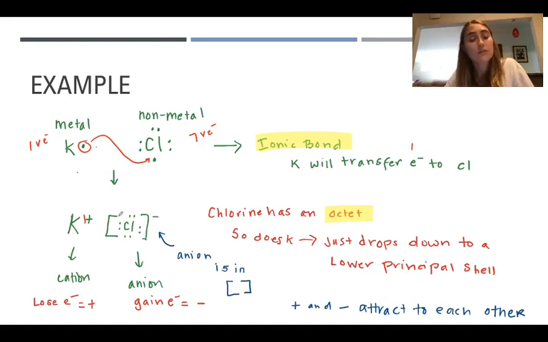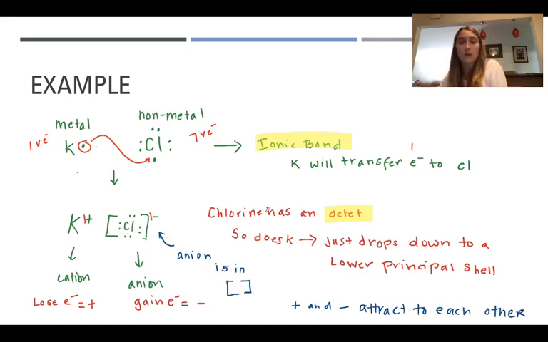It's also important to note that we always put brackets around the anion. So you put brackets around the chlorine, and then you have a negative symbol up in the right upper hand corner. And again, that's a 1- charge. Now, if we had gained 2 electrons, then this would be a 2- charge, and we'll be looking at this. And again, this ionic bond is held together because positive and negative are attracted to each other.